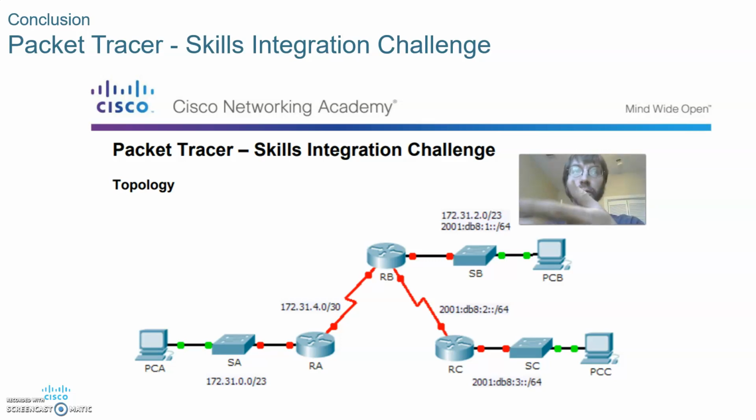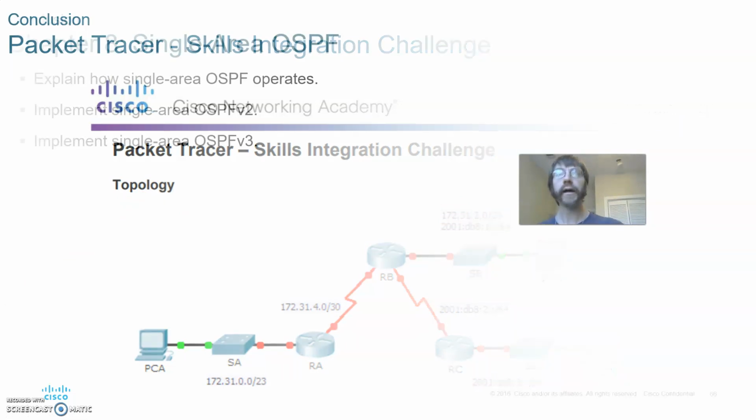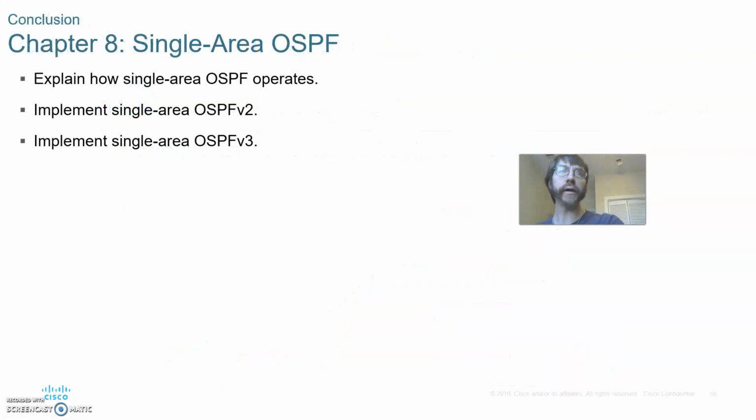OSPFv2, OSPFv3. Maybe it wants you to do other things that you need to remember how to do, like NAT, ACLs, DHCP, layer 2 security. You never know what they're going to throw at you in these, and everything that they throw at you, you should expect to see in some form later on, whether it's in the final skills tests or a certification exam, etc. So, over the last few videos, I've been talking about how single area OSPF works.